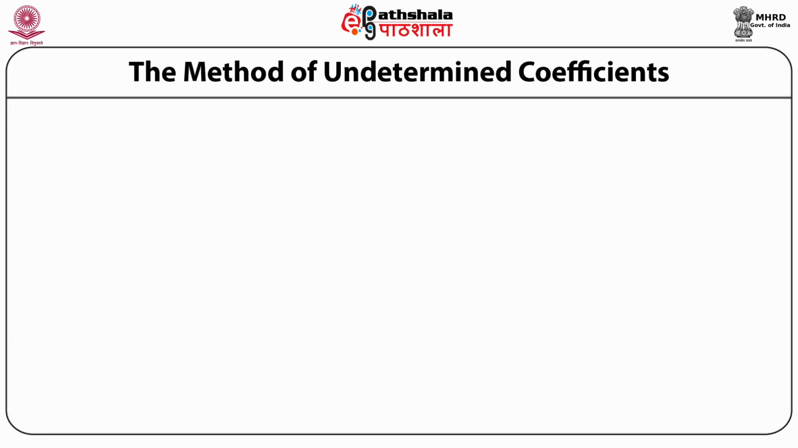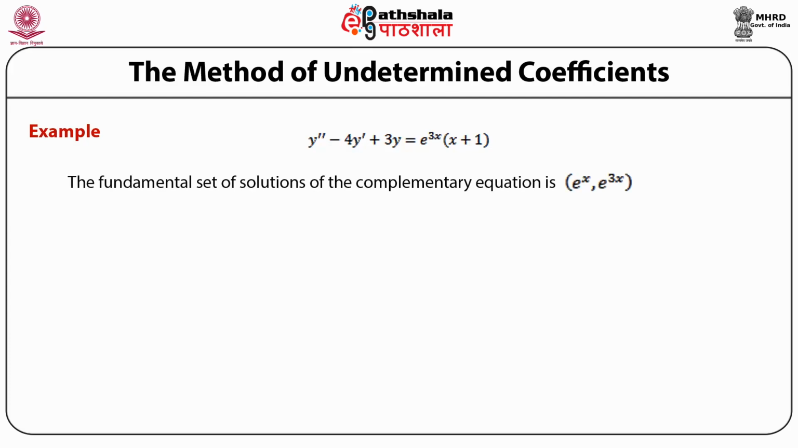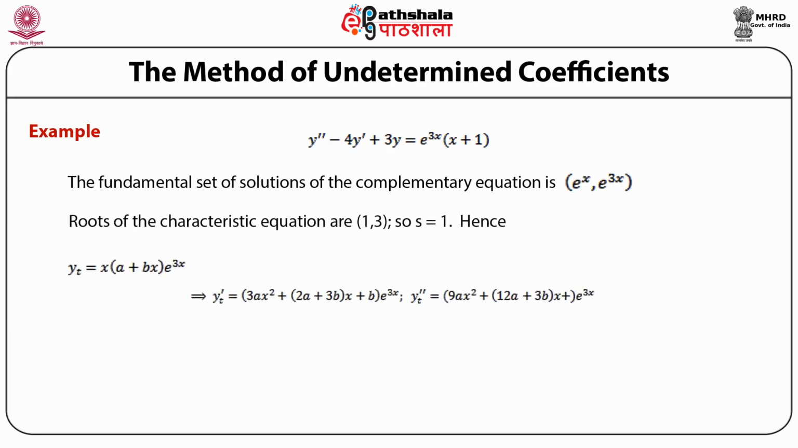Here are some examples that will illustrate the method of undetermined coefficients. Consider the differential equation y double prime minus 4 times y prime plus 3y is equal to e raised to power 3x times (x plus 1). The fundamental set of solutions of the complementary equation is e raised to power x and e raised to power 3x. Roots of the characteristic equation are given by 1 and 3. So, s is equal to 1.